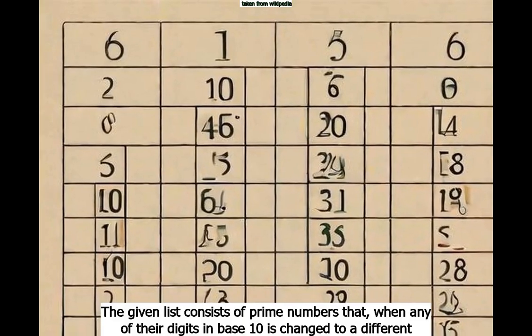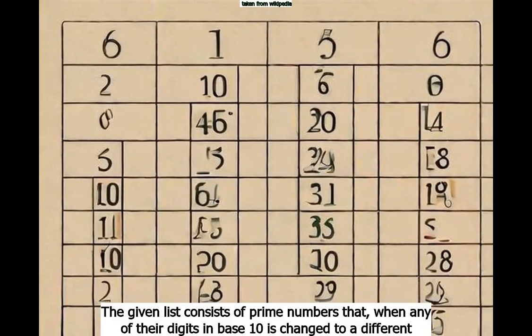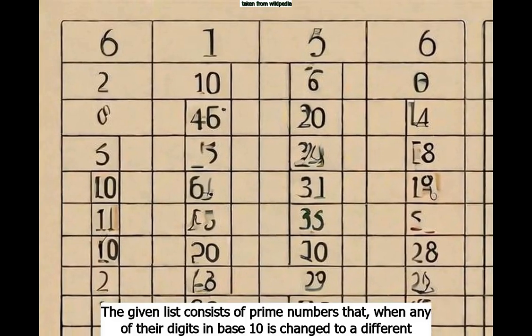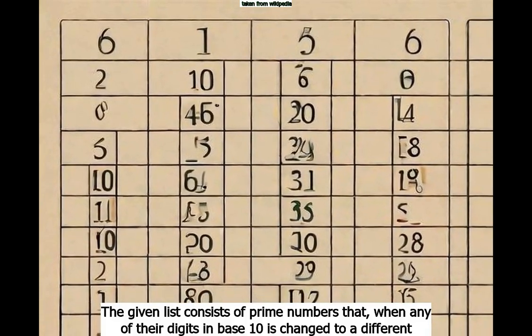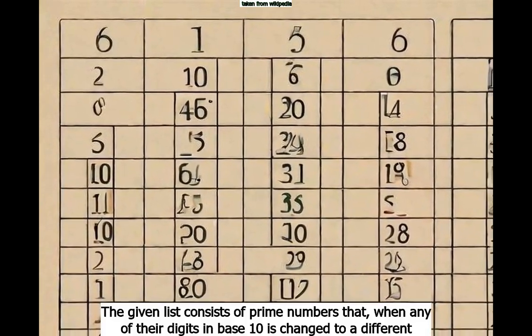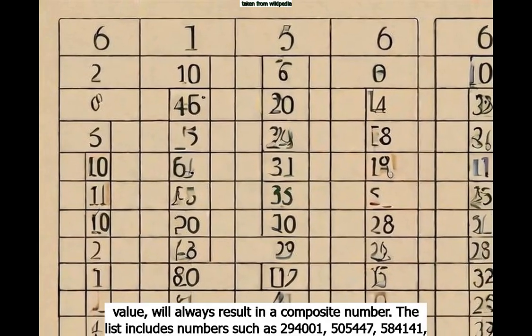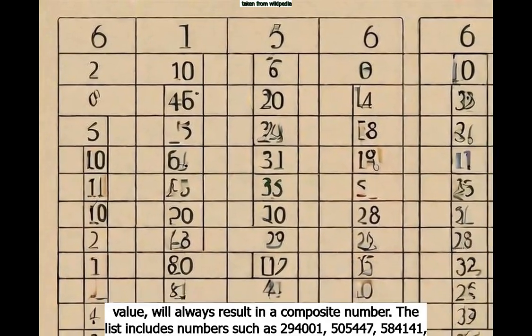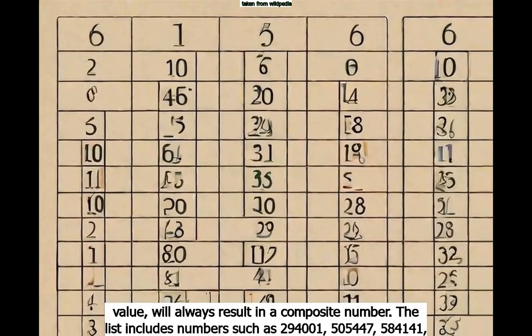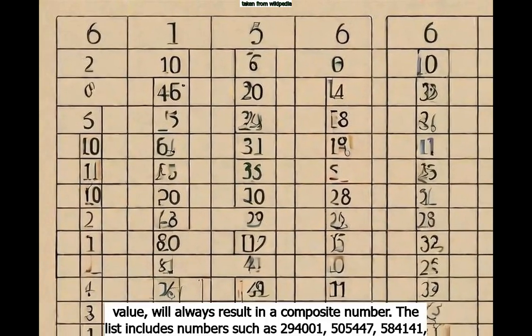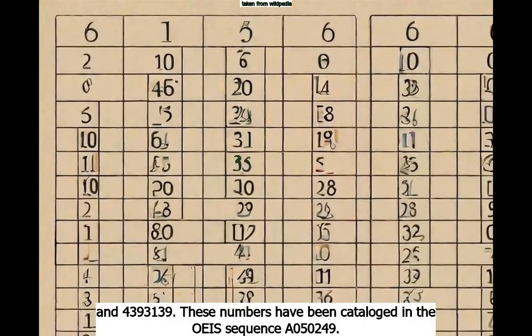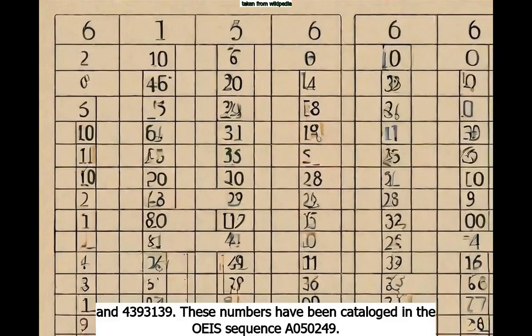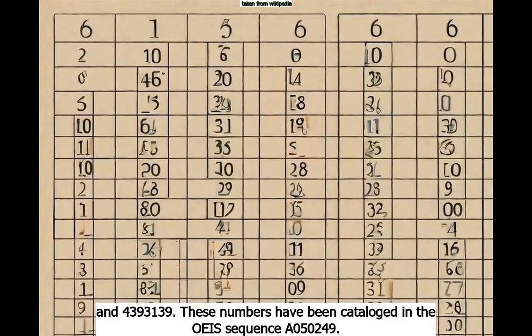The given list consists of prime numbers that, when any of their digits in base 10 is changed to a different value, will always result in a composite number. The list includes numbers such as 294,001, 505,447, 584,141, and 4,393,139. These numbers have been cataloged in the OEIS sequence A050249.